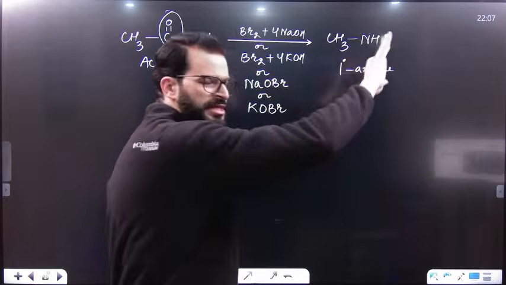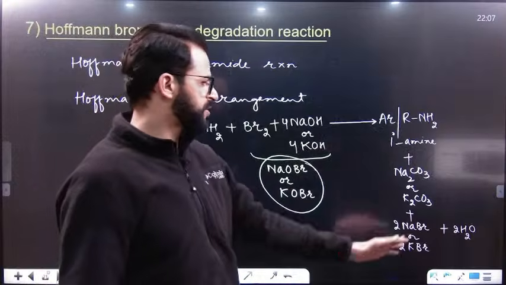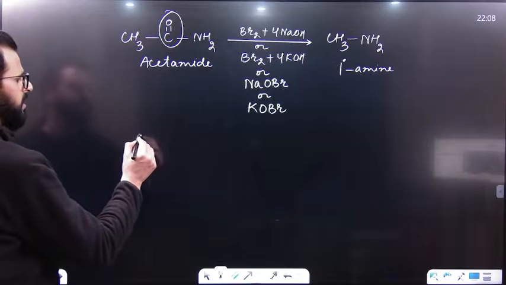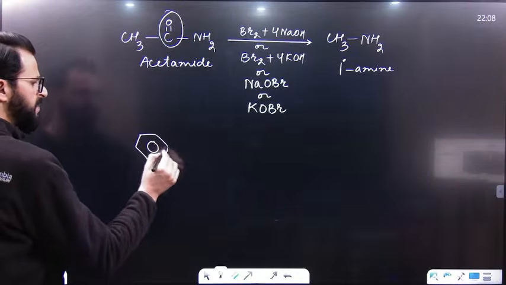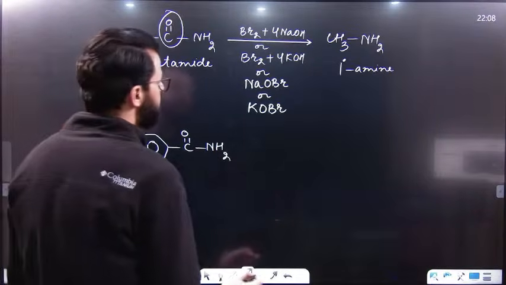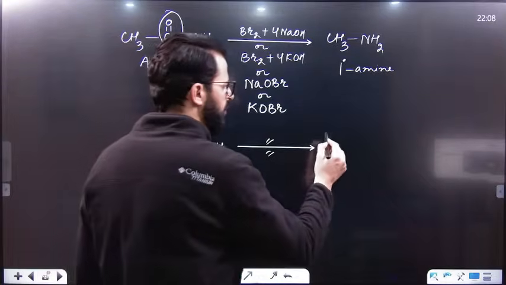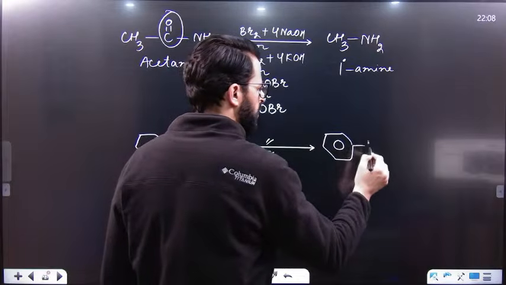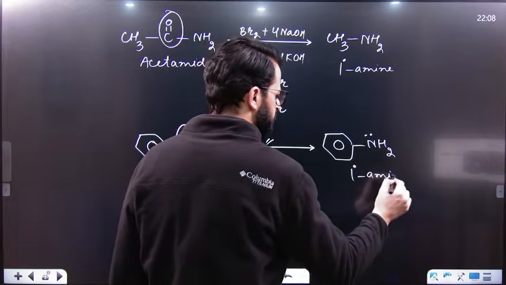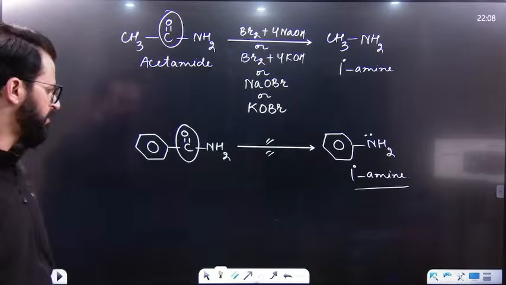Now you know what the other side products are, as I have shown already over here, so there is no need to write the side products once again. Similarly, if I write this one, this is benzamide. Now, this benzamide, upon treatment with similar reagents, what will be the product? Remove C double bond O. When you remove C double bond O, an aniline, that means an aromatic primary amine, will be formed. Here an aromatic primary amine will be formed, and earlier an aliphatic primary amine was formed.